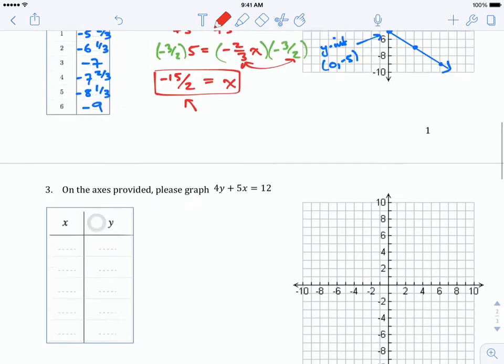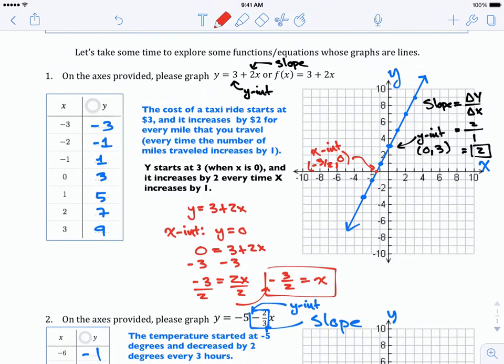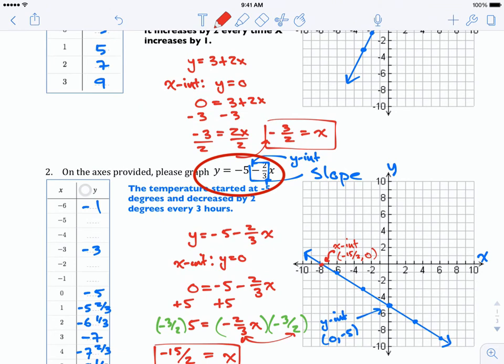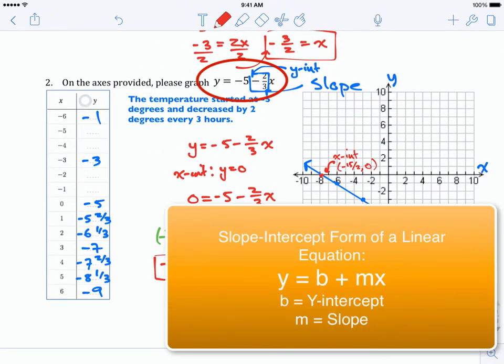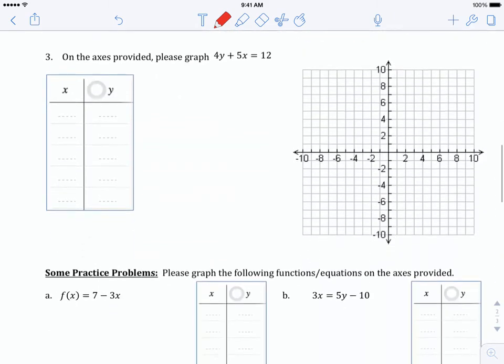The two examples we looked at so far were y equals 3 plus 2 times x. Very easy to make a story, very easy to make the ordered pairs and the graph with our y-intercept and our slope. We also had y equals negative 5 minus 2/3 times x. Easy to make a story, table of values, y-intercept, slope, everything's groovy. And remember, this form of the linear equation is called slope-intercept form. Very important, slope-intercept form. This is not slope-intercept form.